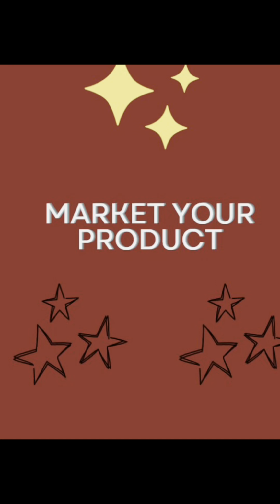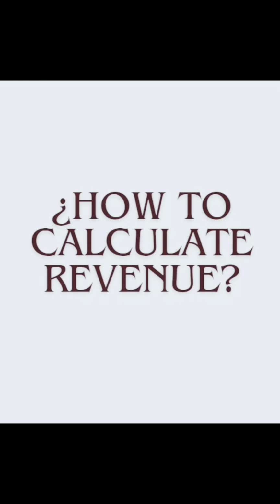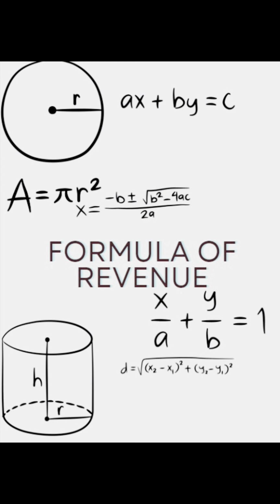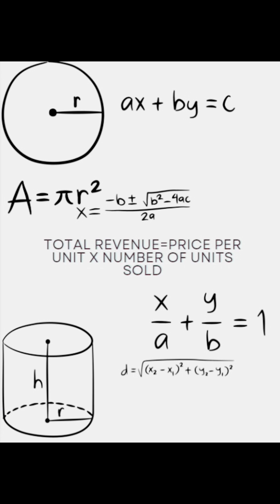But this leads to another problem. How to calculate revenue? There's a very easy formula. Total revenue equals the price per unit multiplied by the number of units sold. For example, if you sell 100 units of a product at 50 each, your total revenue will be 5,000.